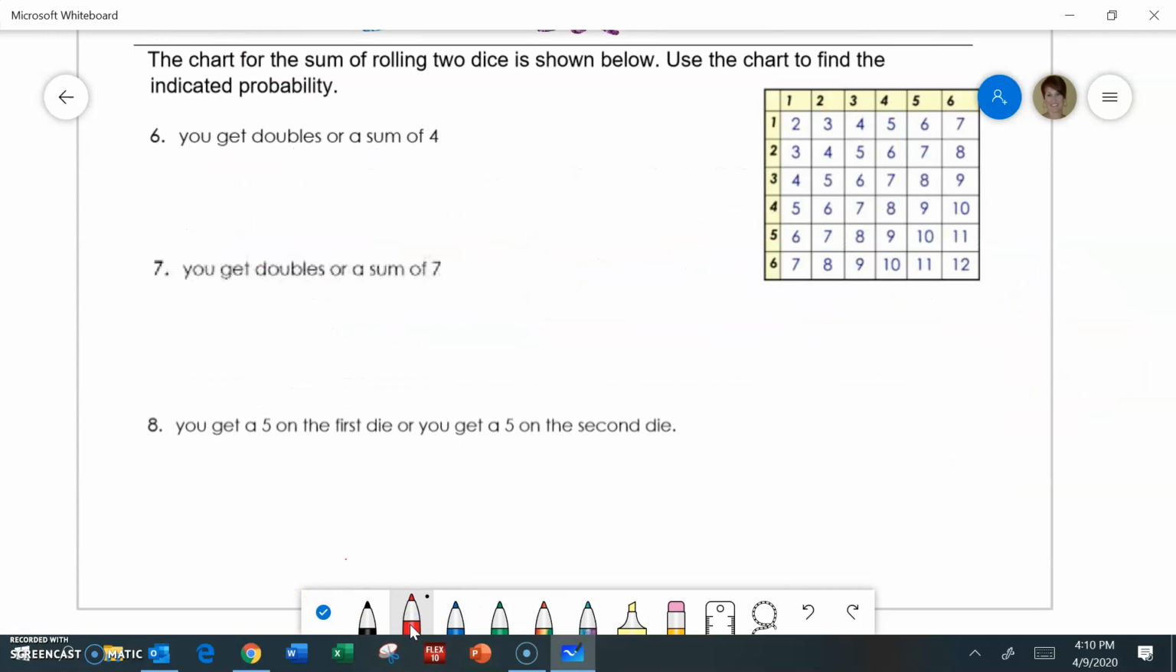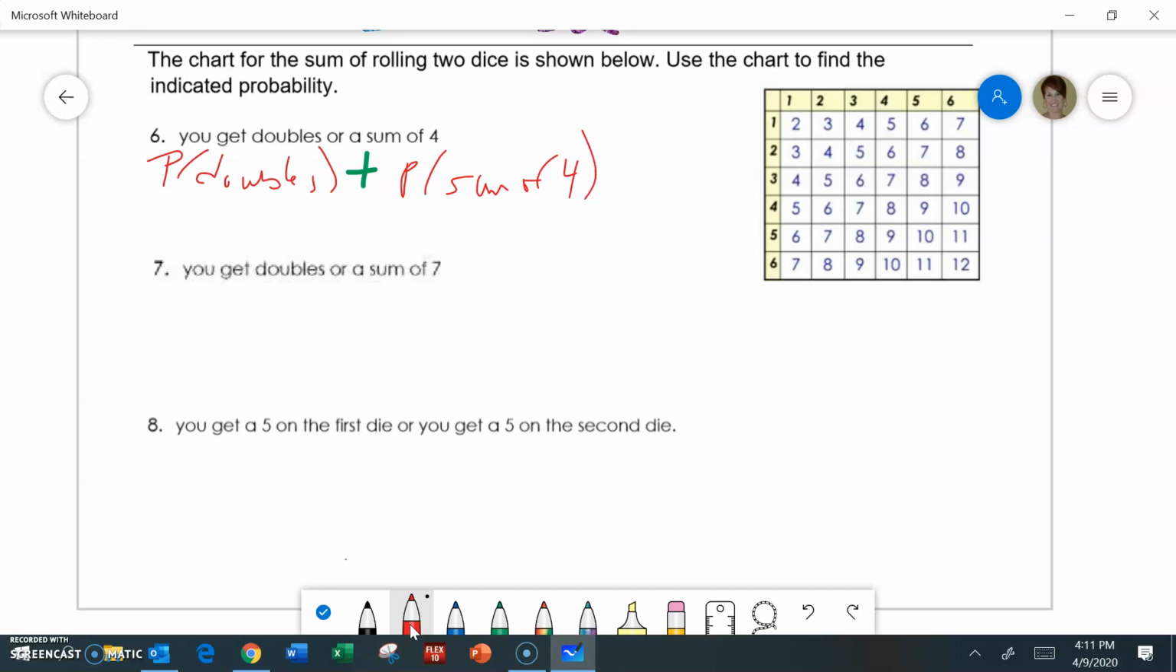Okay, so in 6, 7, and 8, we have the same chart that you've used a number of times in this chapter for probability. And the first question is talking about the probability of doubles and the probability of a sum of 4. Sorry, y'all, it's hard to write.